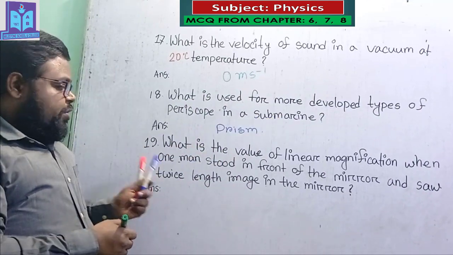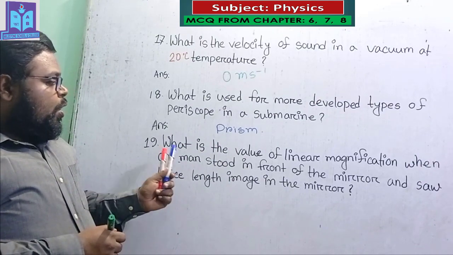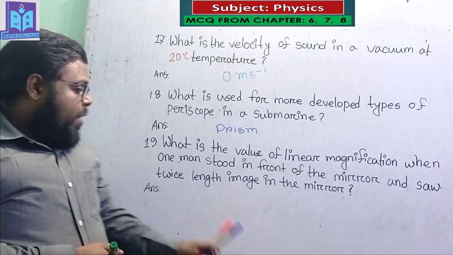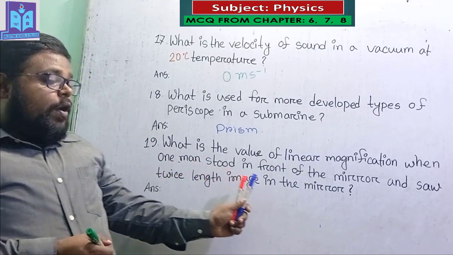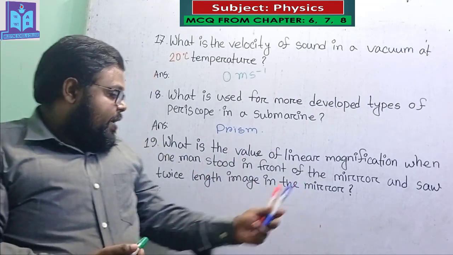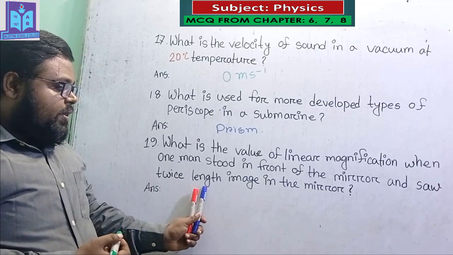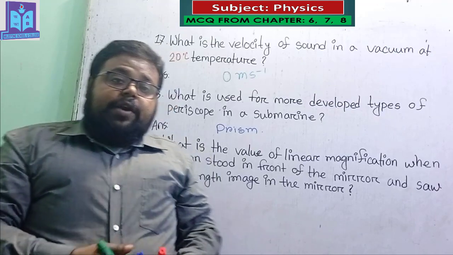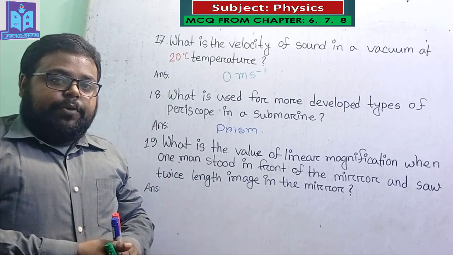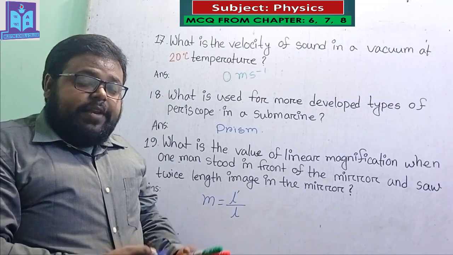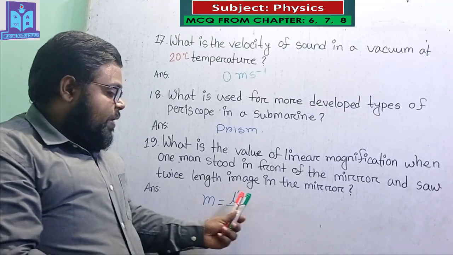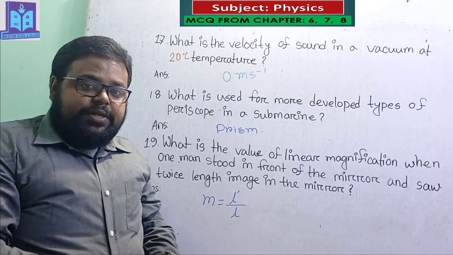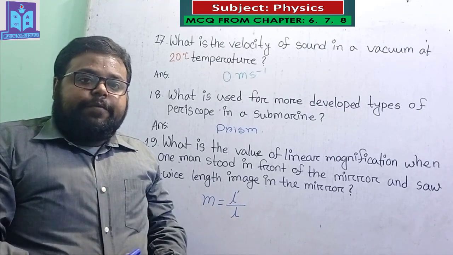Number 19 question. Here you can see, what is the value of linear magnification when one man stood in front of a mirror and saw an image twice his length in this mirror? So at that time, what will be the linear magnification? Okay, the formula of linear magnification, m equals L prime by L, where L prime is the length of image and L is the length of object.